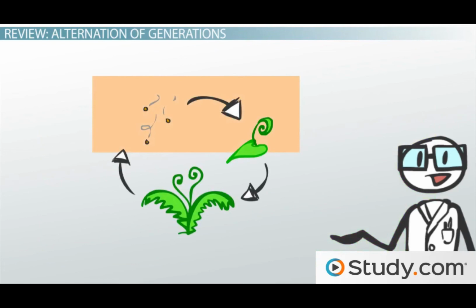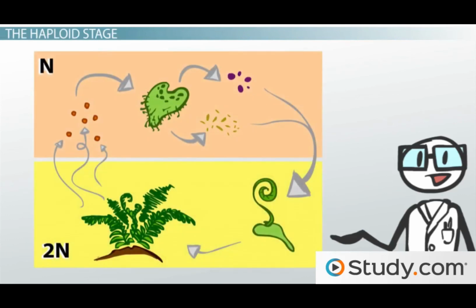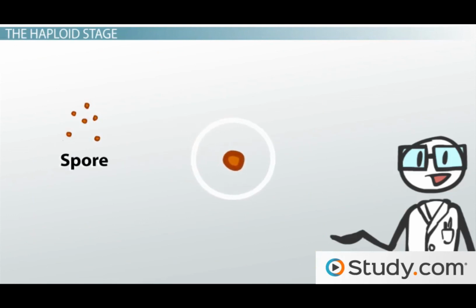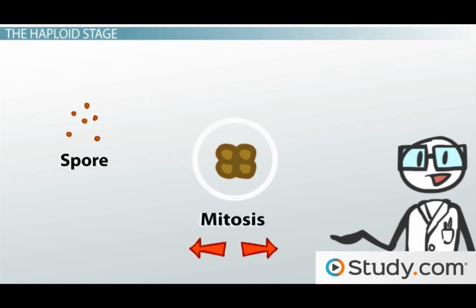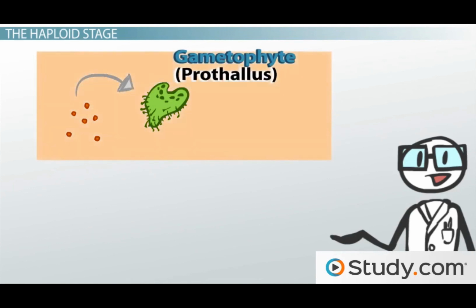We will start with the haploid stage as we did previously and then move into the dominant diploid stage. We will use this diagram to illustrate the life cycle of ferns. The fern begins with the haploid stage as a spore. The spore will undergo mitosis in order to create many identical haploid cells. This group of cells is called the gametophyte. We can see in our diagram that the spore develops into the gametophyte.